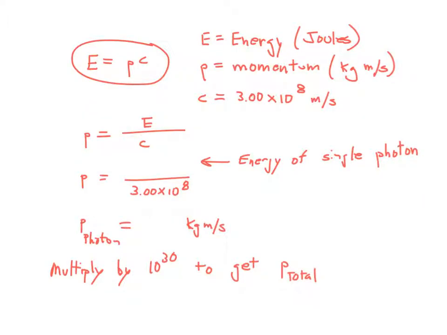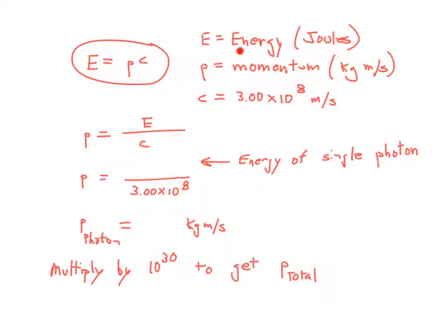So up here in this red circle is an equation I have not given you yet. This says that the energy of a photon is equal to its momentum times the speed of light. So the P here is lowercase p, not power. And this seems a little strange because photons have no mass, but yet they have momentum, and the units are kilograms meters per second.